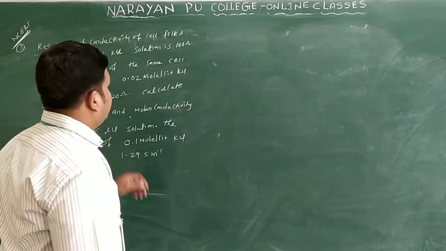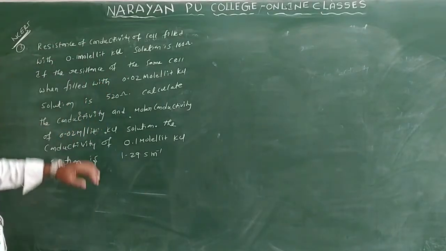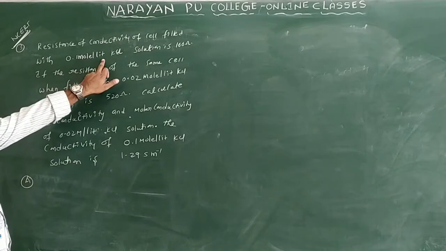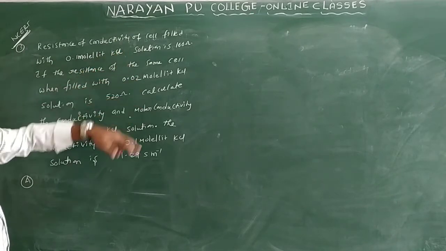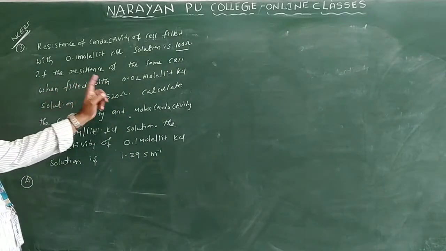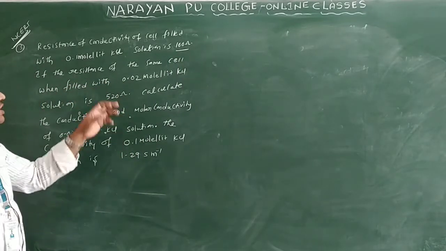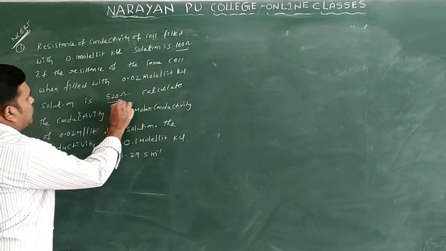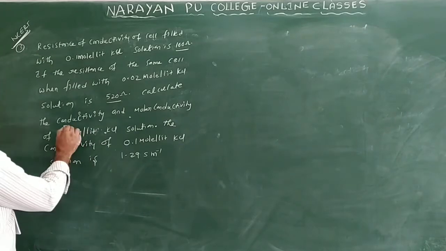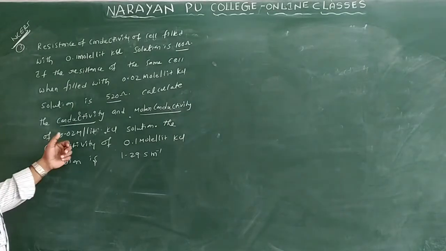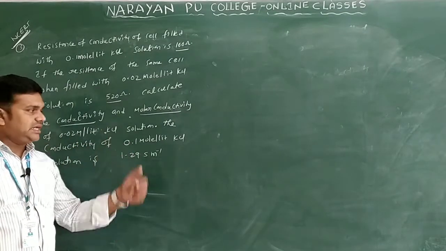So the next question is one of the NCERT questions from your textbook. Let us see the question here. The resistance of a cell filled with 0.1 mole per liter KCl solution is 100 ohms. If the same cell is filled with 0.02 mole per liter KCl, the resistance is 520 ohms. Calculate the conductivity and molar conductivity of the 0.02 mole per liter KCl solution.